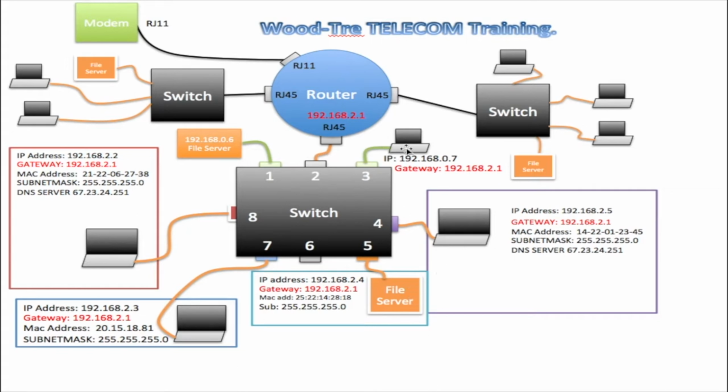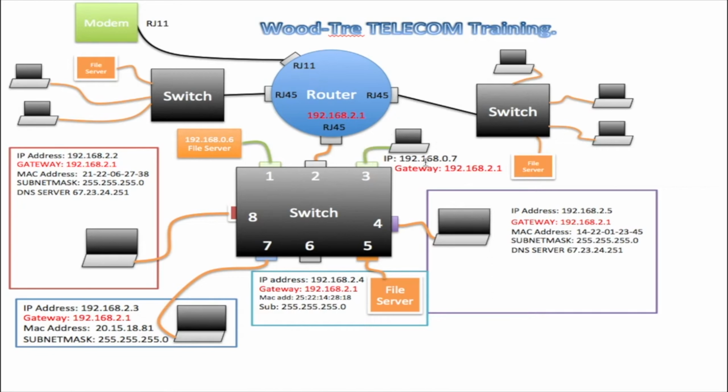It would only be able to communicate with this file server here because, as you see, it has the same digits before the last dot. Okay, 192.168.0, 192.168.0. Okay, this one is .6 and this one is .7, which is fine. So they will be able to communicate. But this file server will not be able to communicate with any of these computers on the network here either.